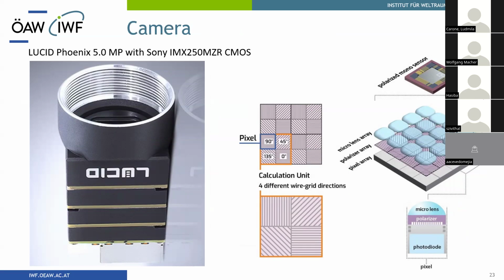So you don't need to have different filters, they are all on the pixel already. So 4 pixels here gives you this one minus this one will be Q, and this one minus this one will be U, so you get directly the Stokes parameters. They are directly on the thing.